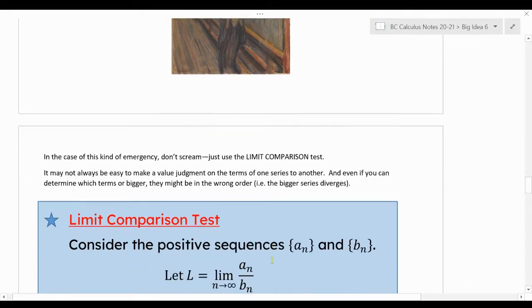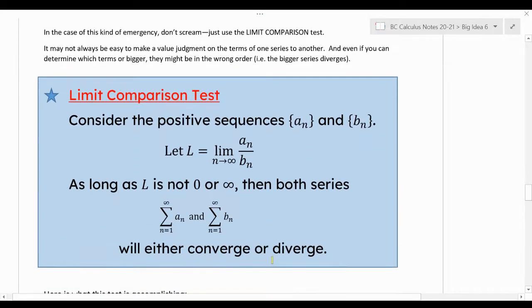Yeah, we are. All right, so here's what the limit comparison test says. Check it out. Again, two positive sequences, a sub n and b sub n. This time, there's nothing about one being bigger or smaller than the other. We do not have to worry about that. Here's what we will worry about.